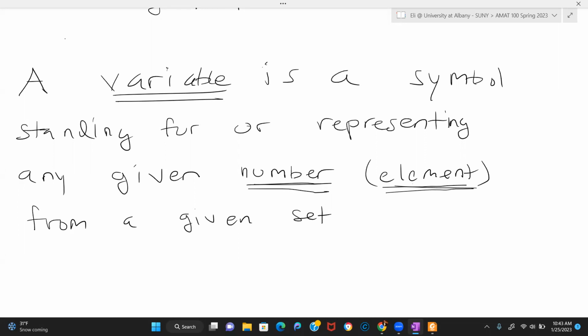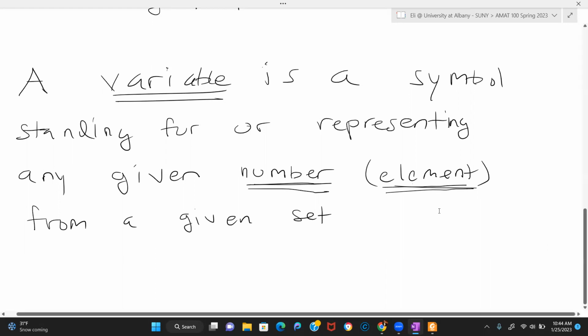Because as I said, you can have sets of 2 by 2 matrices. I mean, sets can literally consist of anything, but for us, sets are mostly going to consist of real numbers. Those are going to be the elements, real numbers. All right, so that's a variable.